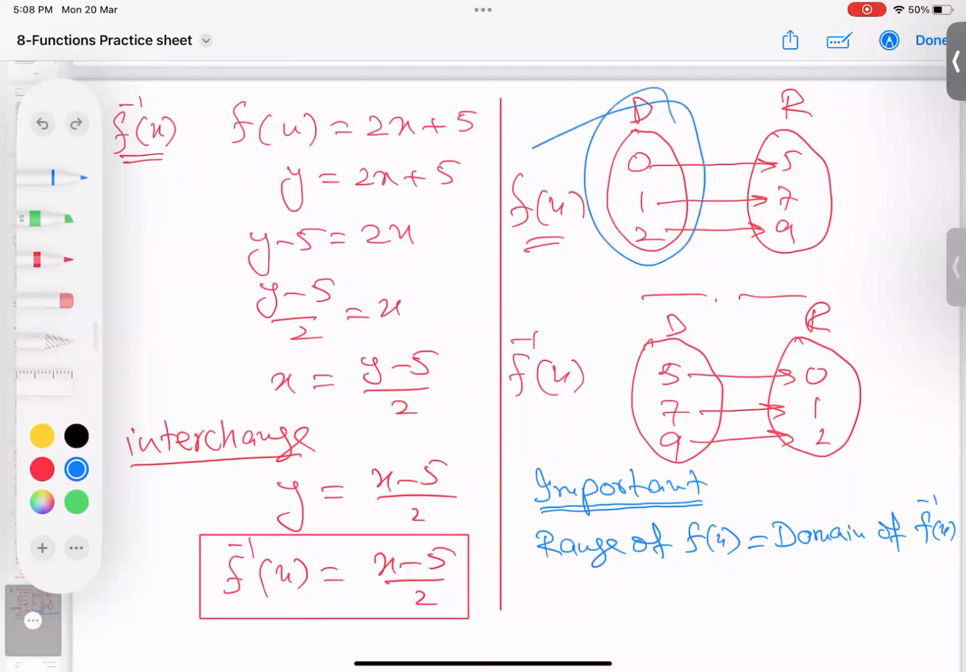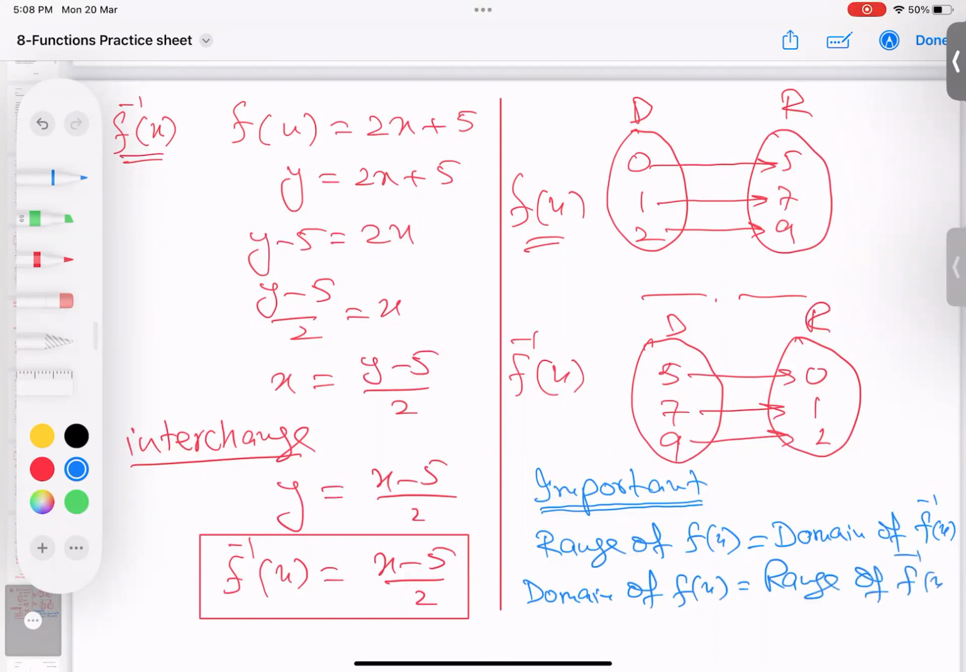Does the domain of the function and range of function match or not match? Check. This 0 same, correct. This 1 same, correct. This 2 same, match. So can I say domain of function is actually range of inverse function? 100% correct. So I'm writing here now. Domain of function equals to range of f inverse. These two rules you have to memorize or understand.